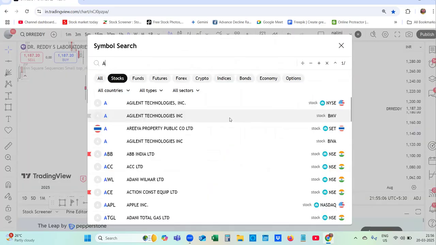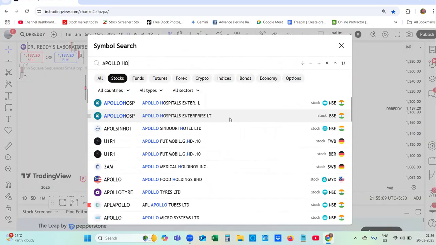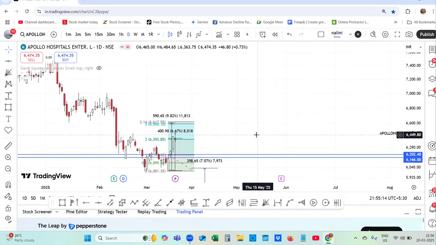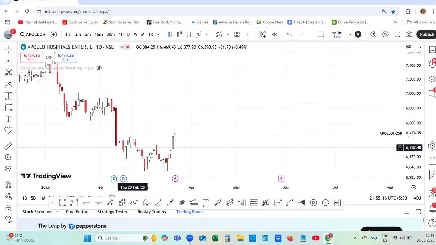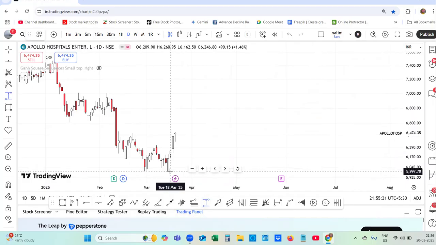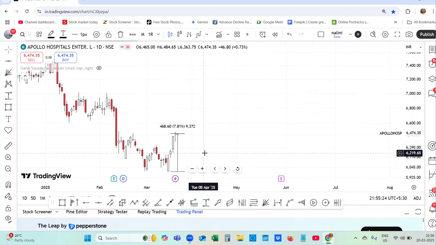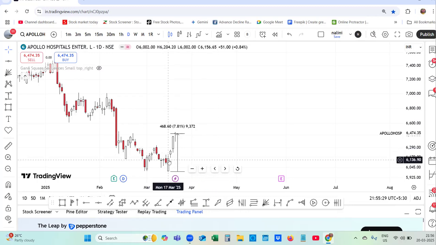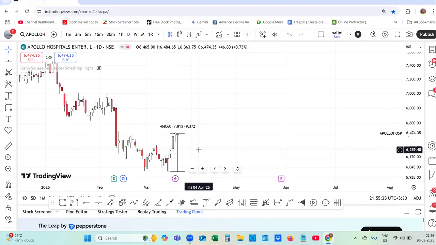And Apollo Hospital, I think today it has corrected a little bit intraday. Apollo Hospital also has not corrected here. So even Apollo Hospital, from here to here, has given 7.81%. And the 6,200 call option has increased from 71 rupees to 220 rupees, more than that. So this is how you can catch the swing trade in the stocks.